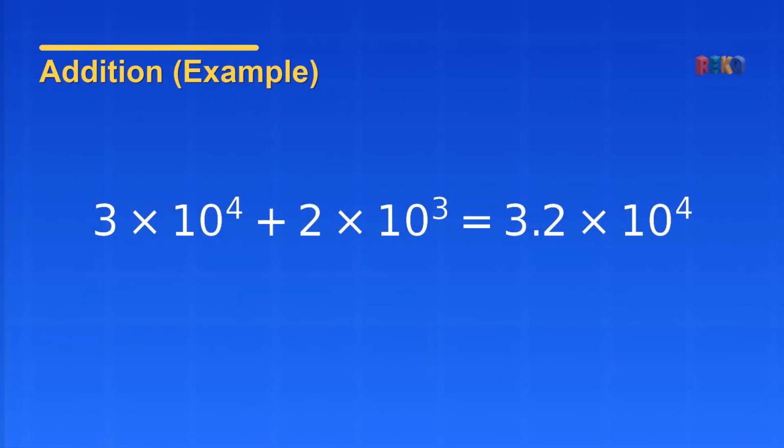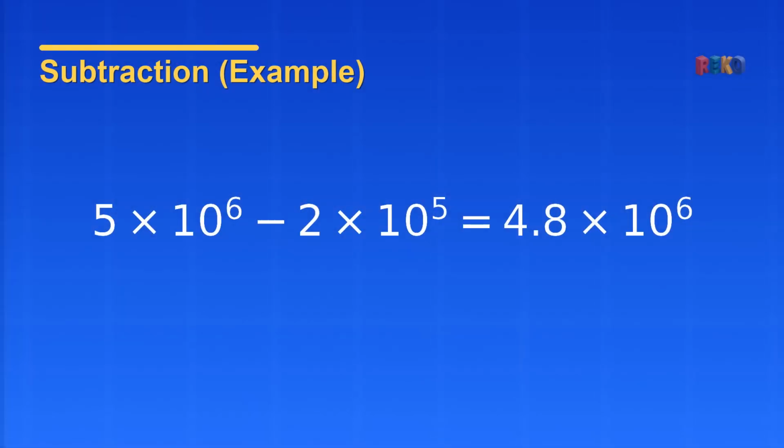3 times 10 to the power of 4 plus 2 times 10 to the power of 3 equals 3.2 times 10 to the power of 4. Before adding, we rewrite 2 times 10 to the 3 as 0.2 times 10 to the 4 so that both numbers have the same power of 10. Then we just add the coefficients, 3 plus 0.2, to get 3.2.